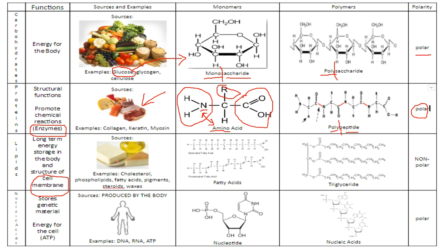Some examples or sources for your lipids are going to be, well, let's start with examples. Cholesterol, phospholipids, which is going to be what we see in our membranes, fatty acids, and pigments, steroids and waxes. And sources, of course, will be anything that's high in fat, like oil, butter, cheesecake. So lipids are kind of weird in that they don't really form long chains like our polysaccharide and our polypeptide. Instead, we have fatty acids, which are going to be considered our monomers.